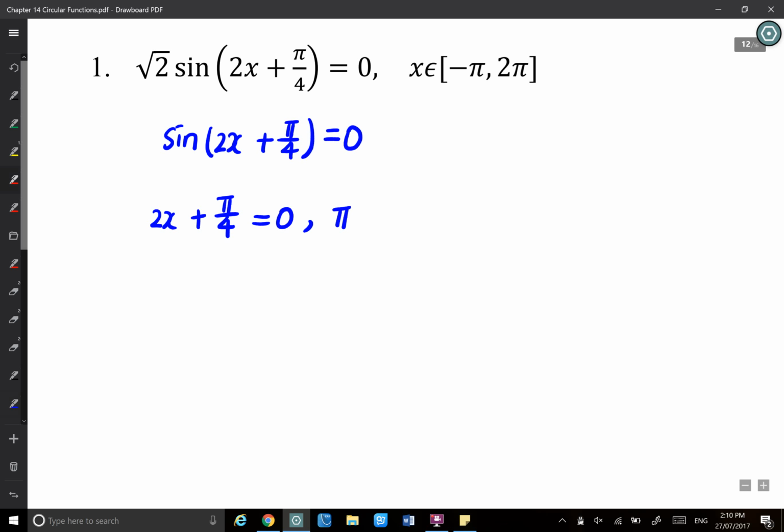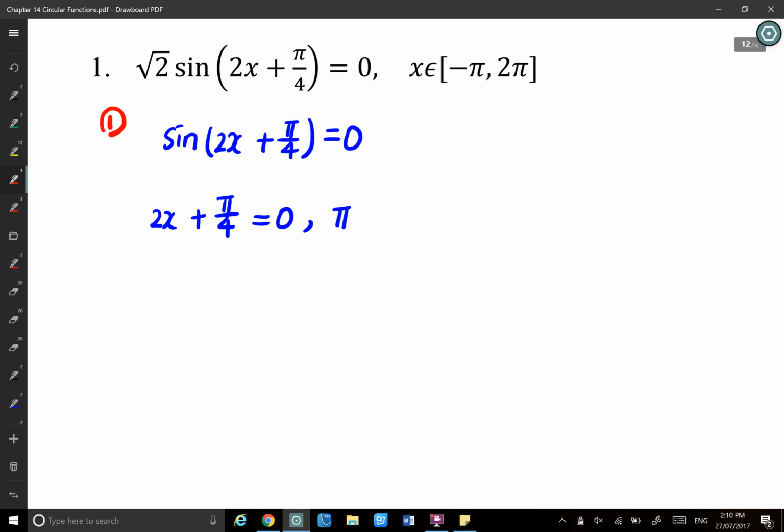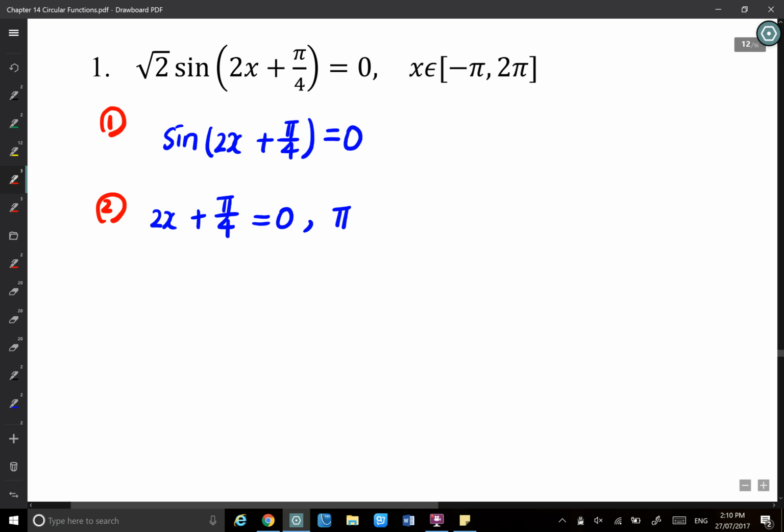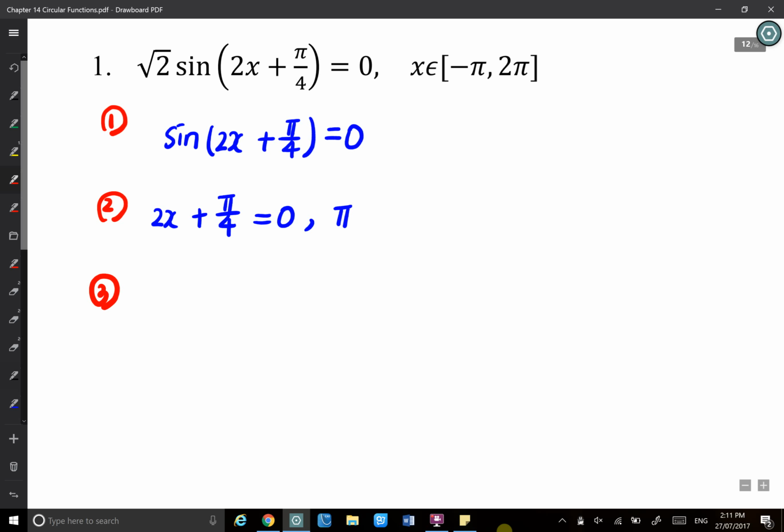That's my step number 1. You can put a note. I want sine something equals to a constant. The second thing is think about what can make that equation true. What angle inside can make this equation true? And the third step is solving for x. Obviously you need to solve for x.